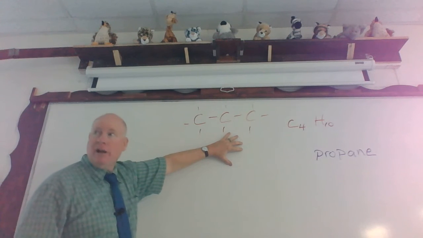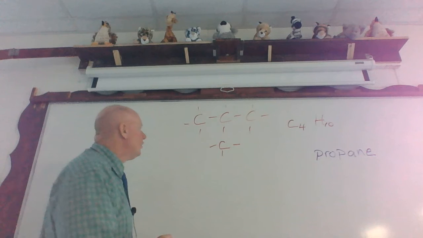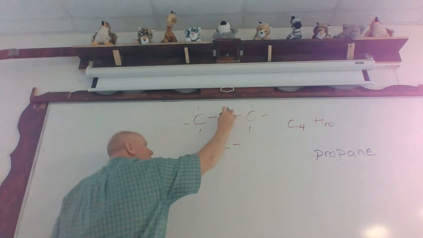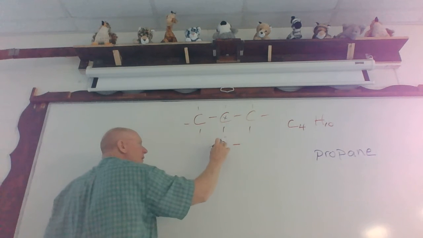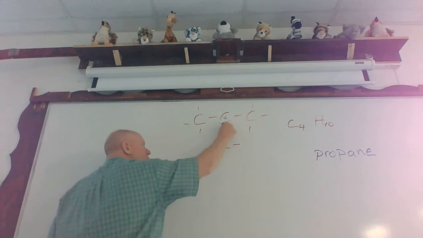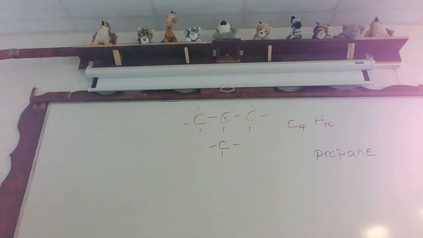But is there anything branching off of that propane? And the answer is yes. There's nothing wrong with saying X marks the spot. So on that middle carbon, there's something branching off of here. Now, this is a carbon-to-carbon bond. How would that be different than a carbon and hydrogen bond? Well, that would be methane.